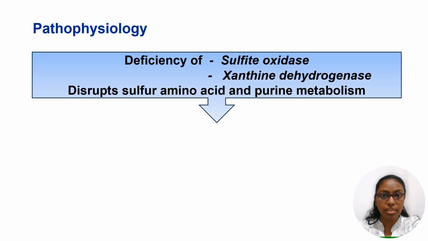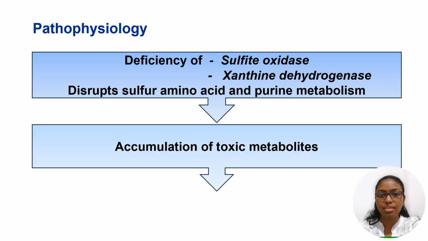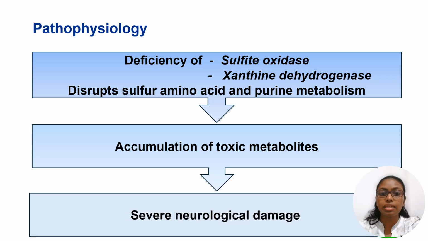The key pathogenic mechanism is molybdenum cofactor dependent sulfite oxidase and xanthine dehydrogenase deficiency. Their deficiency disrupts 2 critical pathways: sulfur-containing amino acid metabolism and purine metabolism. As a result, there is an accumulation of toxic metabolites. These metabolites are neurotoxic, leading to oxidative stress, mitochondrial dysfunction, and ultimately irreversible brain injury in the neonatal period. The final consequence is severe neurological damage.